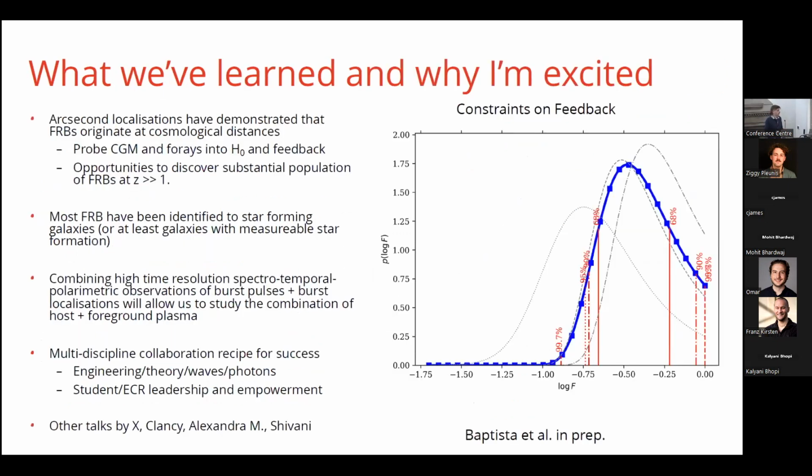So what we've learned, and why I'm excited, is, of course, that we are seeing FRBs come from cosmological distances. We're able to probe the CGM, there are forays into cosmology that are ongoing, and there's really an opportunity to find a population of FRBs at high redshifts.